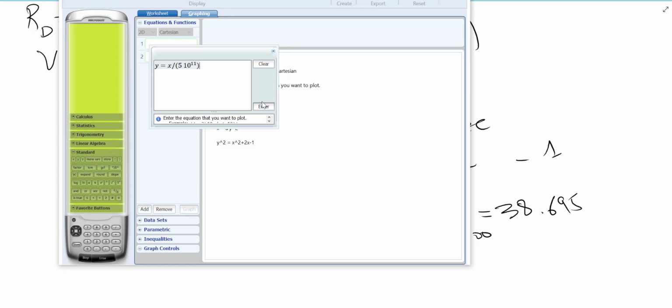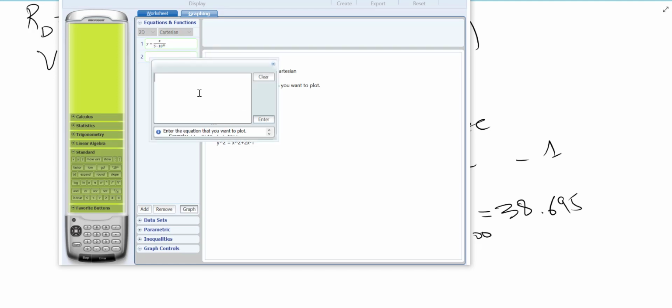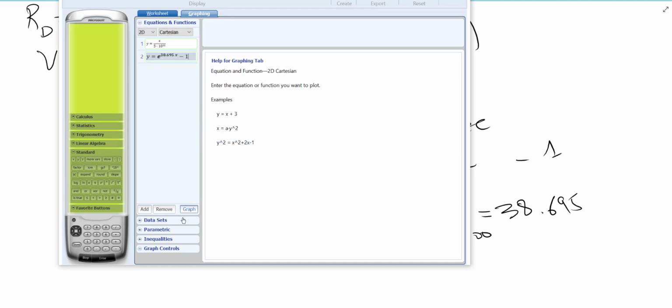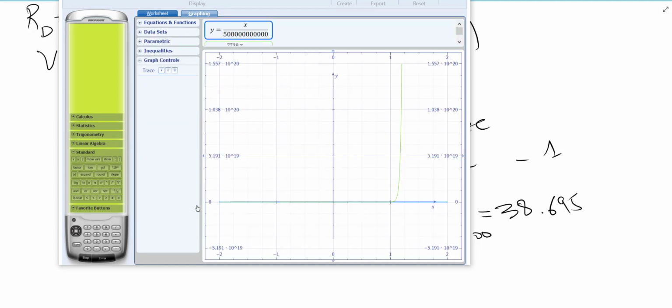So this is the first function I want to plot, and I want to plot the second function, which is y equals e to the power, open parentheses, 38.695 times x, the whole thing minus 1. Enter. Obviously it's going to give me a graph that I'm not going to be able to even read, so I need to change the range in here.